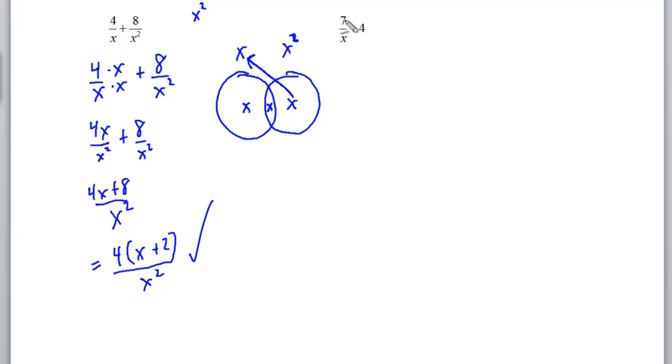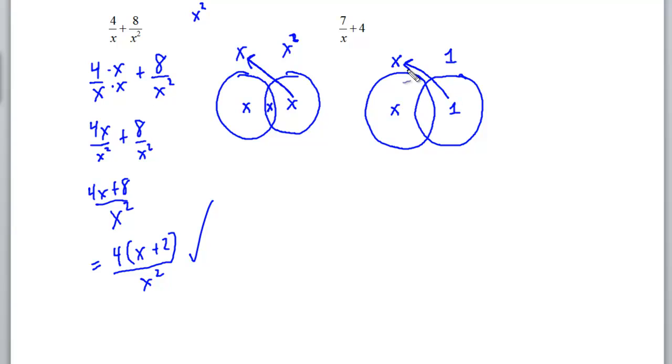Now you'll notice here that this is 7 over x plus 4 over 1. So if I make my Venn diagram here, you'll notice that x and 1 don't have a lot in common. In fact, x is just x and 1 is just 1. So what I have to do is multiply this side by 1, which keeps it exactly the same, and multiply this side by x. So the 4 is going to get multiplied by x over x, and the 7 over x is going to get multiplied by 1 over 1.